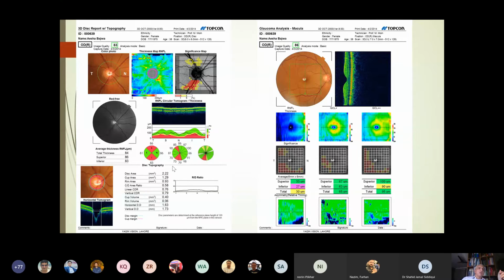The disc area is 2.2, a nearly normal size. The vertical cup disc ratio is 7.9. Then you see the rim to disc ratio. This shows that the inferior disc looks more damaged than the superior disc.